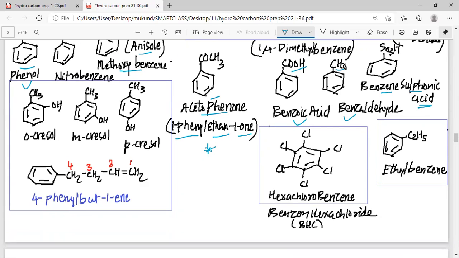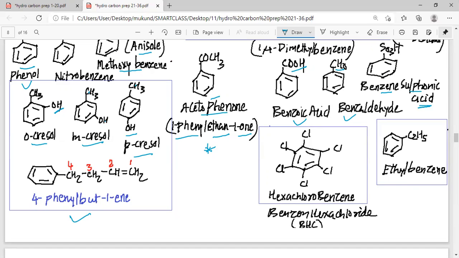Please remember, my dear students, that if at the 1 2 position or 1 6 position, toluene has a hydroxy group or phenol has a methyl group, we call it orthocresol. In the same way, if methyl and hydroxy groups are at the meta position, we call it metacresol. And if methyl and hydroxy groups are at the para position, or 1 4 position, we call it paracresol.